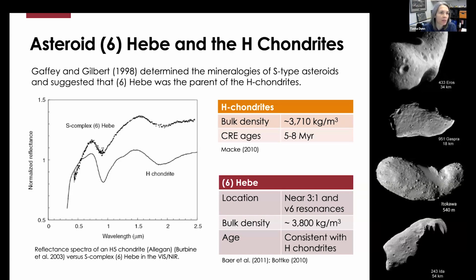This was made primarily based on the spectral parameters of Hebe. Its band 1 center and its band area ratio were consistent with the H's, and also the fact that it was located near that 3-to-1 resonance, which Gaffey suggested was important for getting those samples to Earth. A couple other lines of evidence that were helpful in this particular classification was the bulk density of Hebe, which is consistent with the bulk density of the H chondrites, is very close. And then Baki et al. 2010 found that the distribution of cosmic ray exposure ages of the H chondrites was consistent with derivation from Hebe.